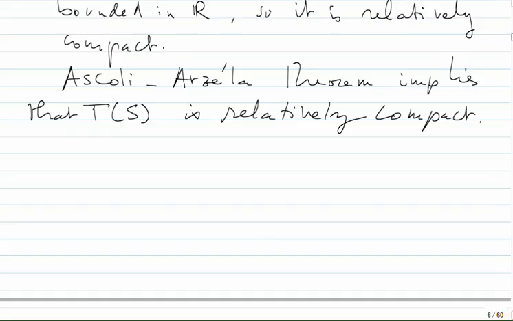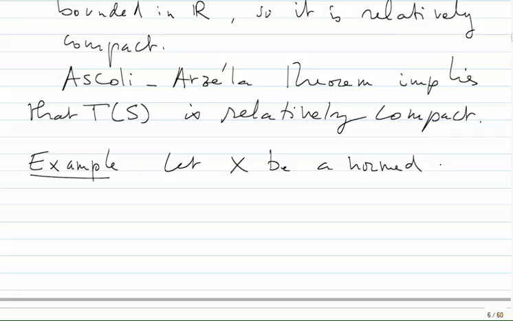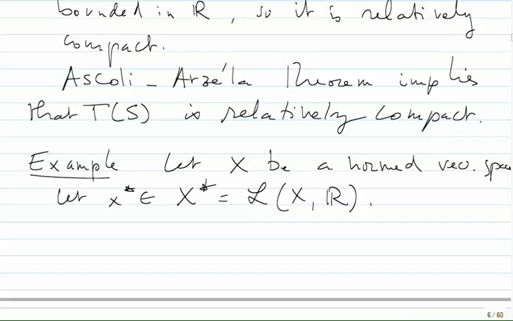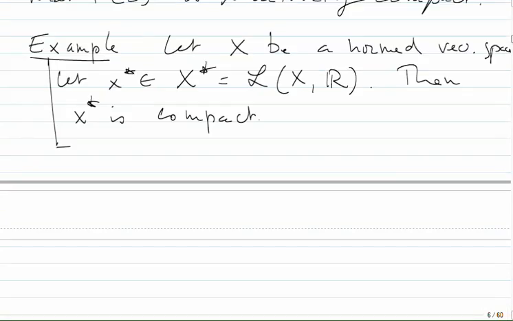Another one, which is really trivial, another example, very simple. Okay, let X be a normed space, any normed space. And if you take X star belonging to the dual space, which is the linear operators from X to R, okay, then X star is in fact compact. And why? Because we're using the properties of R, that if you start with a bounded set in X, the image will be bounded in R, and any bounded set in R is relatively compact. Okay, so it's a property of R basically. It's also true in any finite dimensional space.